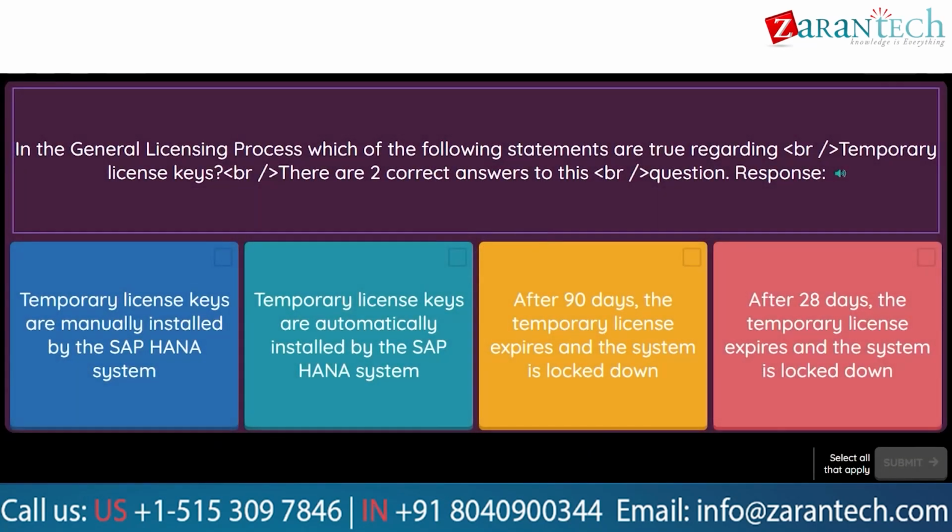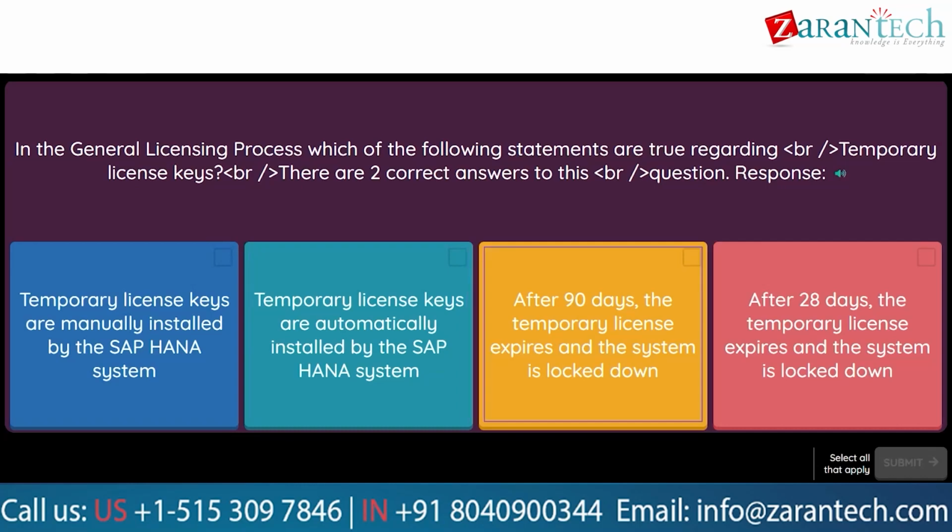Question: in the general licensing process, which of the following statements are true regarding temporary license keys? There are two correct answers to this question. Response: Option 1, temporary license keys are manually installed by the SAP HANA system. Option 2, temporary license keys are automatically installed by the SAP HANA system. Option 3, after 90 days, the temporary license expires and the system is locked down. Option 4, after 28 days, the temporary license expires and the system is locked down.